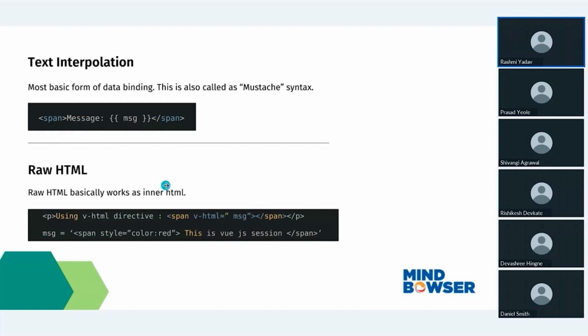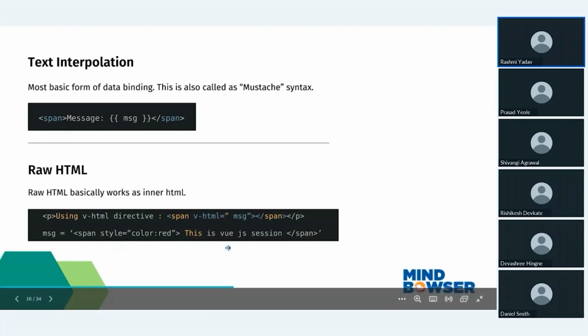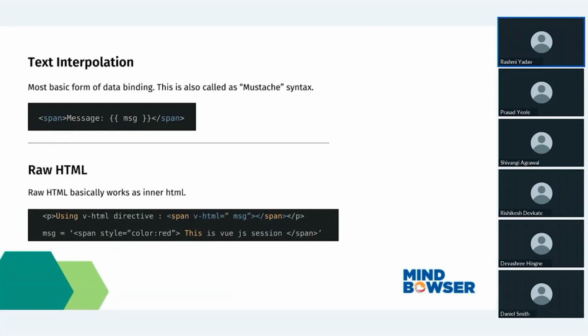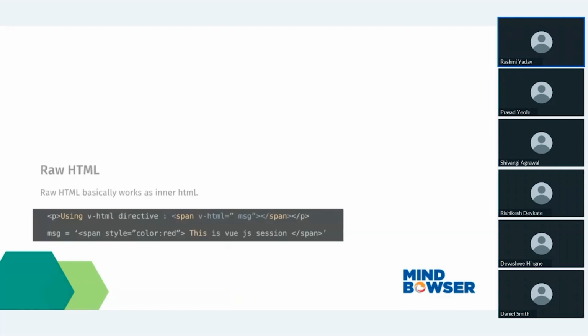Then we have something called raw HTML. Raw HTML basically works as innerHTML, and what we exactly use for it, we use the v-html directive. So we have this piece of code inside the paragraph and span tag, and the message contains the particular text, that is, this is Vue.js session, and the style that we have applied is of color red. So what is the expected output here? I think you all must have guessed the output. So let me show you the next screen for the output.